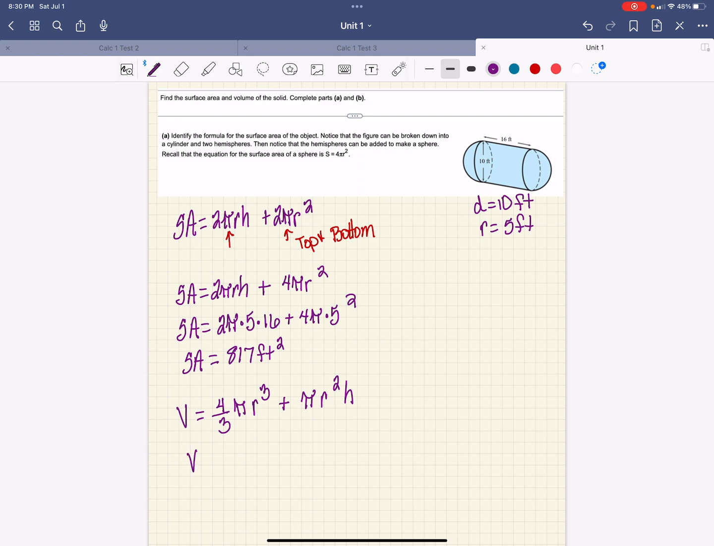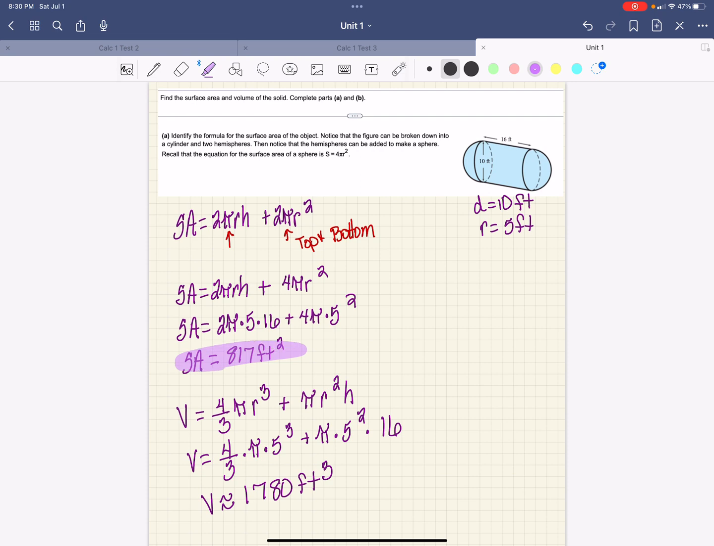So then our volume is going to be 4/3 times pi, our r value is 5, and then we're going to cube that r value, plus pi times 5 squared times our h, which is 16. Again, you want to be super careful. We're going to round to the nearest whole number, and when you put that in your calculator and round, you're going to get 1780. So 1780 feet cubed. You just kind of have to think through them and break those apart one by one.